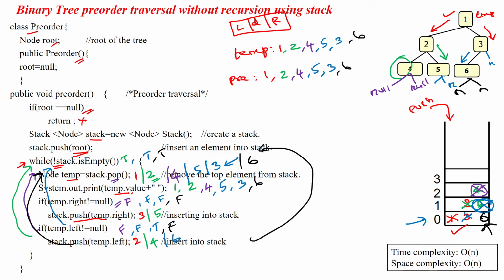So both are null, so it is false. Again we are checking if the stack is empty, yes it is empty. Once 6 is popped from this location, the stack will be empty. So now we can stop the algorithm. Here we have visited all the n number of nodes in the tree. So the time complexity is order of n, and we also need n number of locations to store the values. So the space complexity is also order of n.